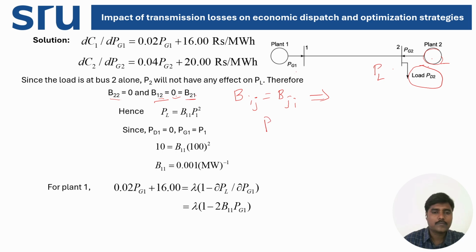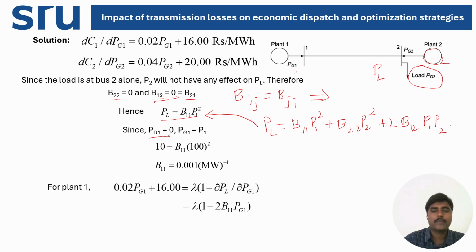So fundamentally, we have the transmission loss equation as PL is equal to B11 P1 square plus B22 P2 square plus 2B12 P1 P2. Once we substitute B22 and B12 as 0 in this equation, then this transmission loss equation will turn into PL is equal to B11 into P1 square. Since PD1 is equal to 0, because there is no load connected at plant 1, the load demanded at plant 1 is 0. So PG1 itself is equal to P1.